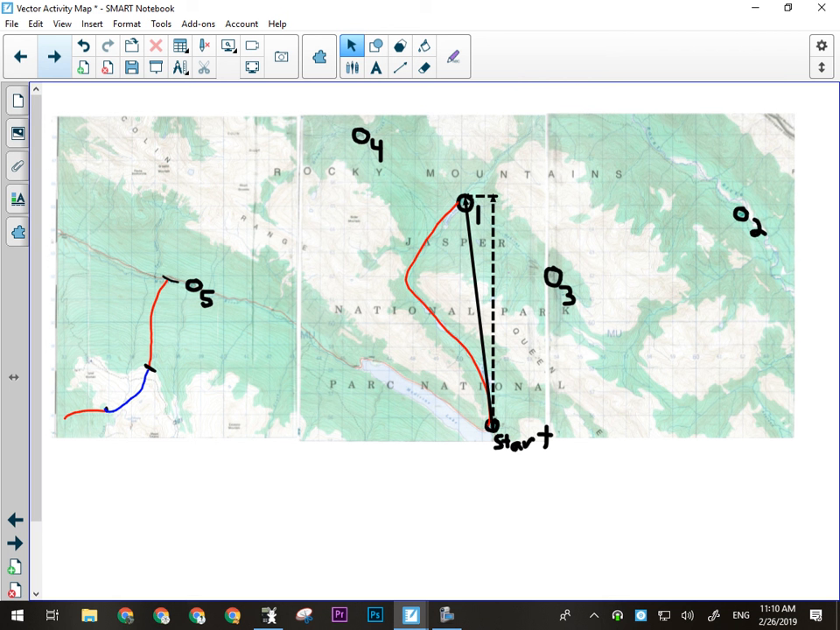Questions on what we're doing? All right, so I will bring the maps up here. Send one member from each group once you decide who they are.